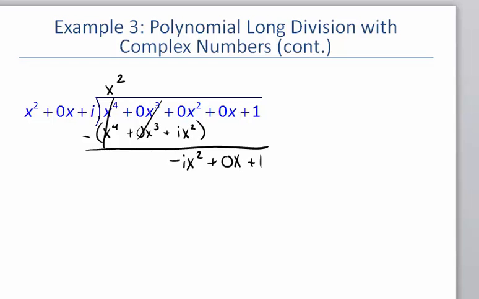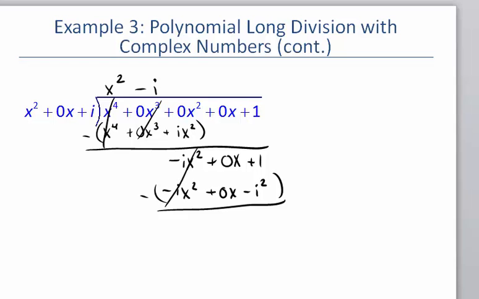All right, so we're ready to go one more cycle. So x squared and negative i x squared. So x squared times what to make negative i x squared? We would need a negative i. So now we are going to multiply. Negative i times x squared, negative i x squared. Negative i times 0x, that would stay 0x. Negative i times positive i would be negative i squared. Put it in parentheses and subtract.